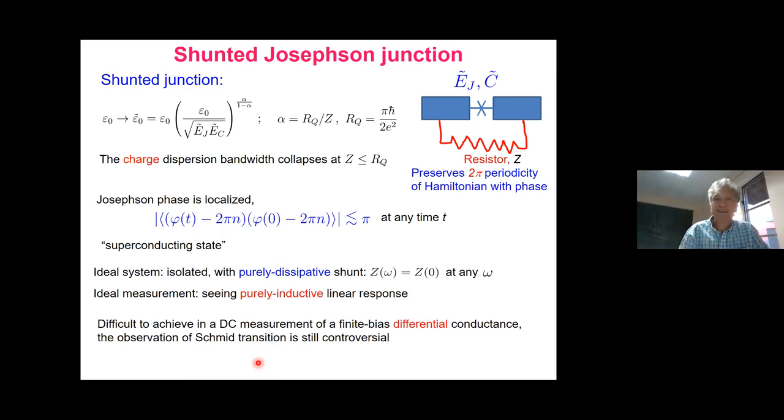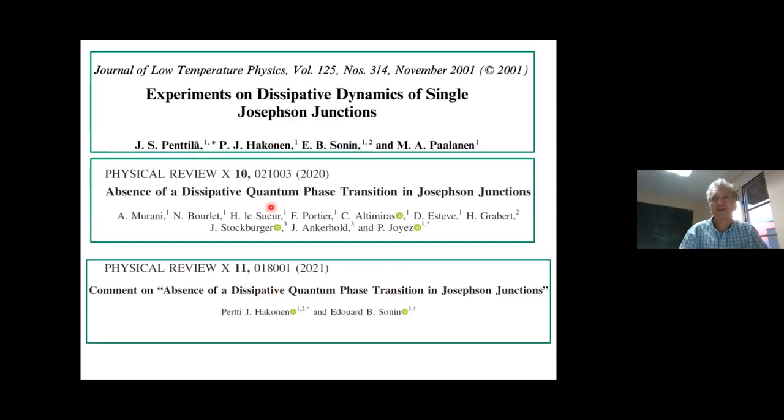People tried to check it, and most experiments were in the DC regime and measured differential conductance, which is not exactly the system. I would say that in some way, the existence of the Schmid transition is still somewhat controversial, and I will not go through these papers, just to flag that. Two very respectable and very clever groups of experimentalists have diverging opinions about it, and there is some back and forth.